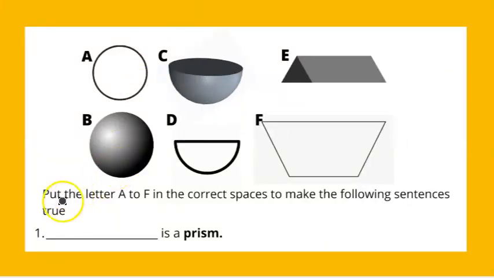The first question is number 1. But before that, let's read our instruction. It says, put the letter A to F in the correct space to make the following sentences true. 1. Dash is a prism. Now, what's a prism here? A, no. B, no. A prism, I told you, is E. So E is a prism here.